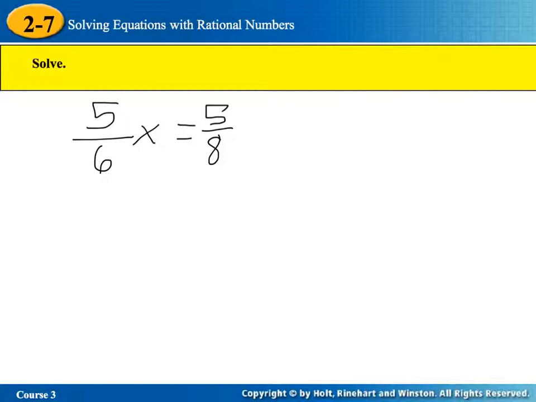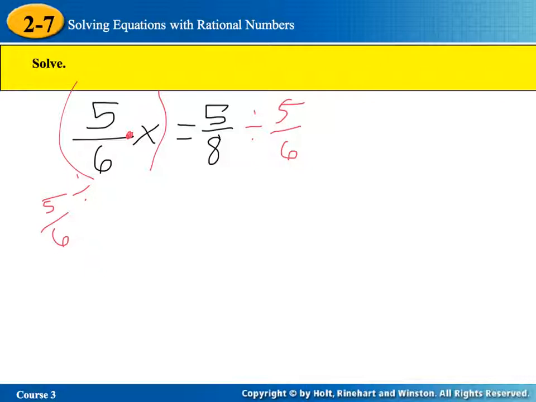All right, so when we look at this, what operation is happening between the 5/6 and the x? It's multiplication, right. So now what do we do to get rid of it? We have to divide. Divide by 5/6. So you have to take 5/8 divided by 5/6. Okay? Now, we have 5/8 divided by 5/6. How do we do a problem like this?